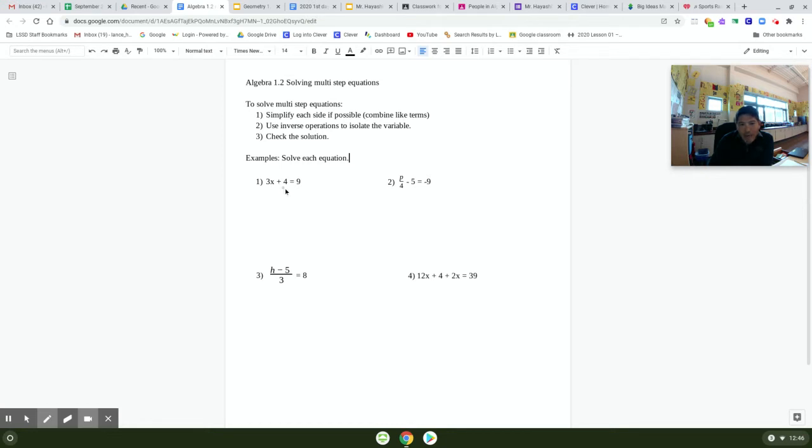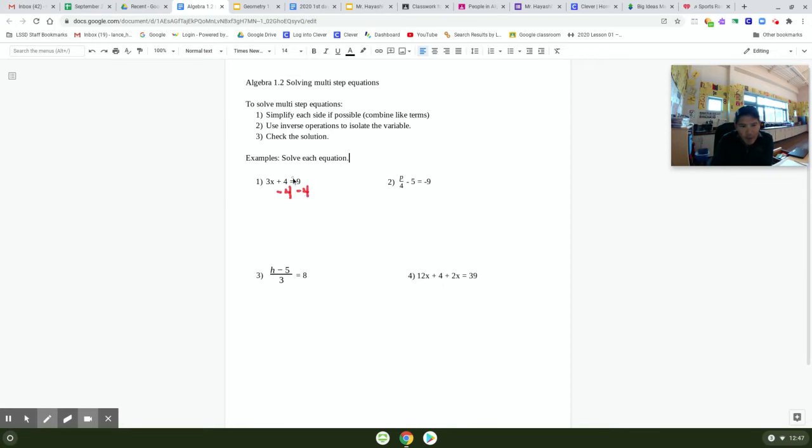Since adding 4 is the last operation that's being done to the variable, that's the first inverse operation that I want to do. So you basically do the inverse operations in the opposite order of what's being done to the variable. The inverse operation of adding 4 is subtracting 4. Even though it's a multi-step equation, whatever you do to one side of the equation, you have to do to the other. So I subtract 4 from the left side, I subtract 4 from the right side.